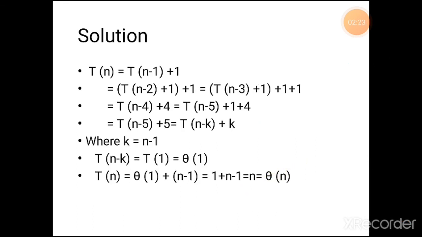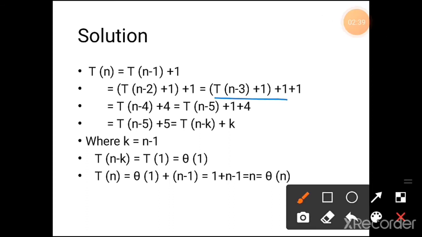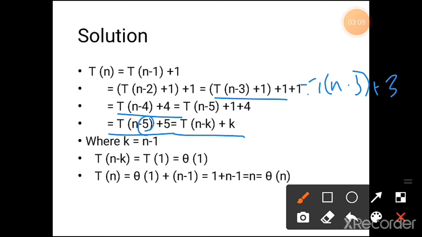T of n minus 1 plus 1 becomes T of n minus 2 plus 1 plus 1, then again T of n minus 3 plus 1 plus 1 plus 1, that is T of n minus 3 plus 3. The next step is T of n minus 4 plus 4, and next T of n minus 5 plus 5. When it has been repeated k times, the equation becomes T of n minus k plus k.